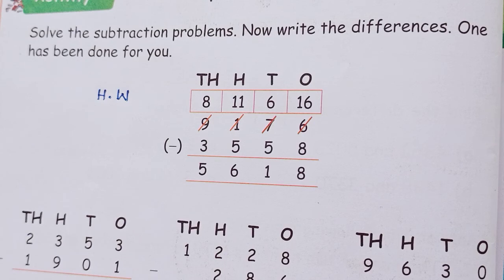Then book page number 37, 4 subtraction sums are there. That is homework. Then book page number 38, 9 sums are there. That's also today's homework. All of you write neatly. Do your homework properly.